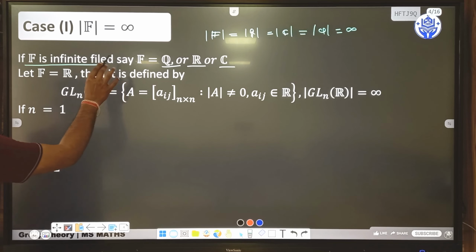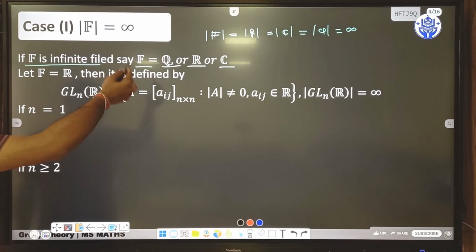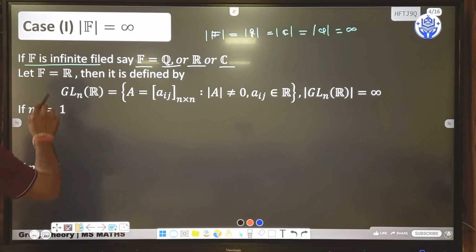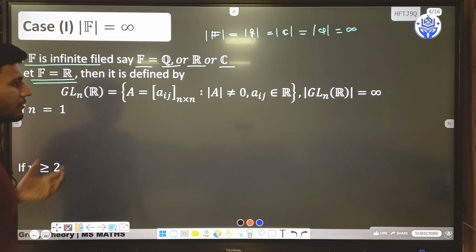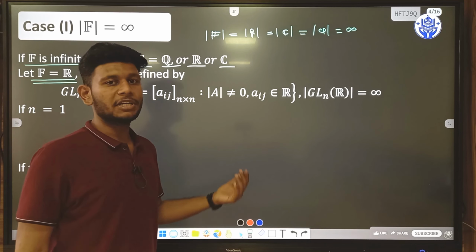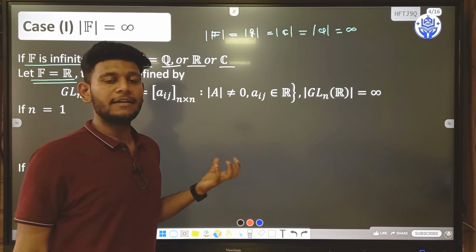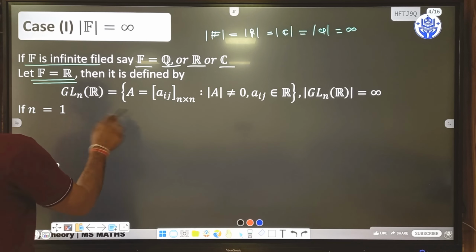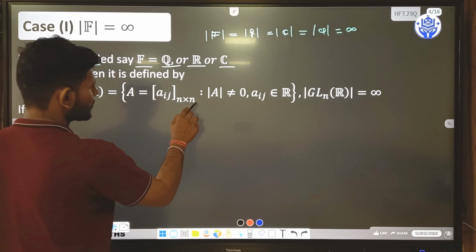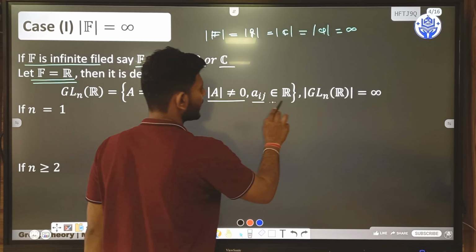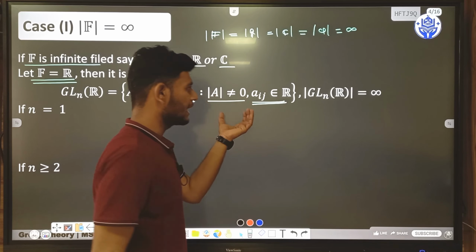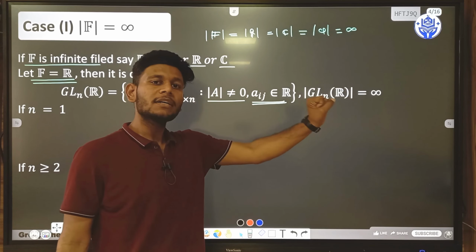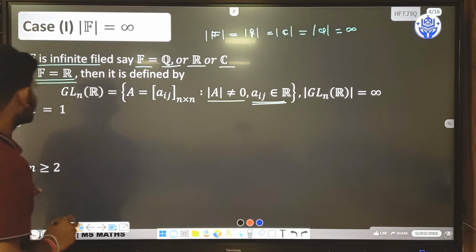So F is an infinite field. Let's say it may be real number, Q or C, whatever. Now let's take F equals R. It means whatever my entries of the matrix are, they will be from the real numbers. So the definition here is: A, n cross n, the determinant is non-zero, and A_ij belong to R, and the cardinality of this set is, sorry, infinite.